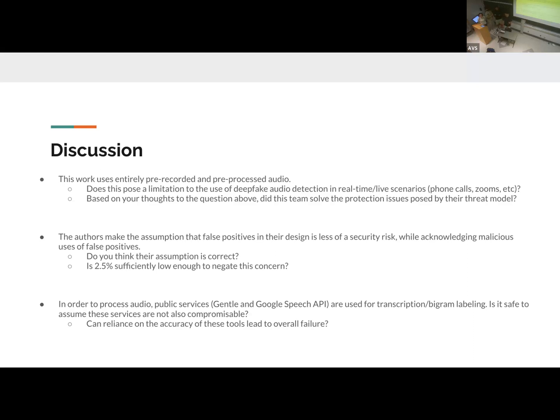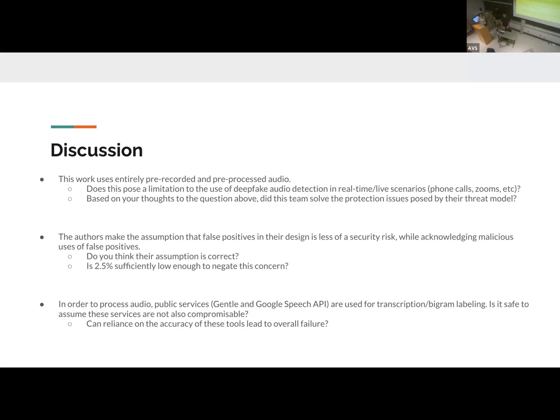Furthermore, authors did acknowledge malicious use of false positives. So maybe someone tries to take back what they said by saying, oh, my audio was a deepfake, even though it wasn't. Is this assumption that false positives aren't that big of an issue compared to false negatives correct? And is 2.5% sufficiently low enough to negate this concern?